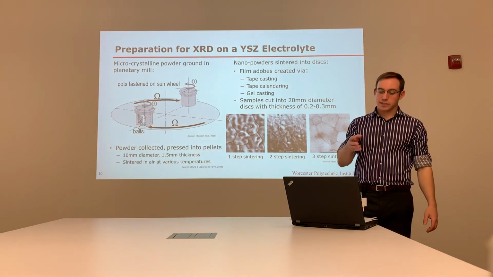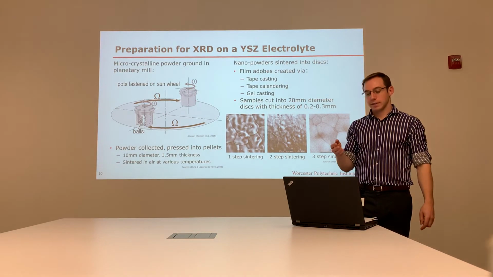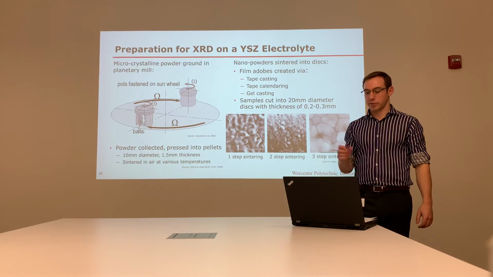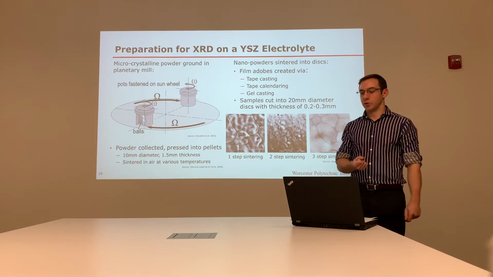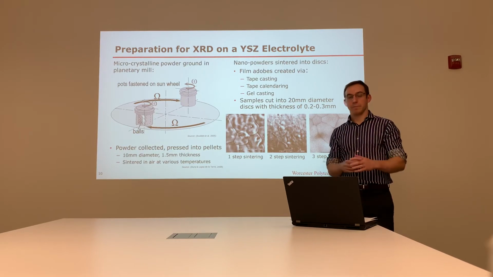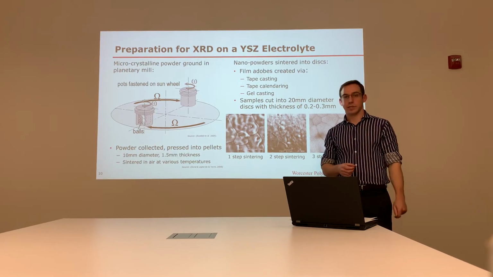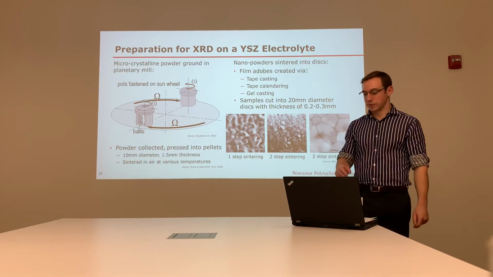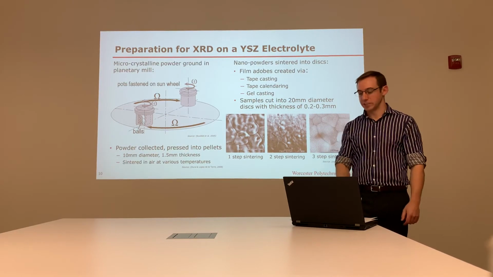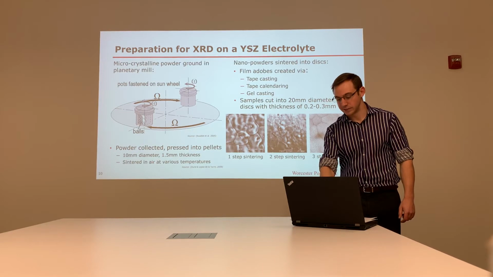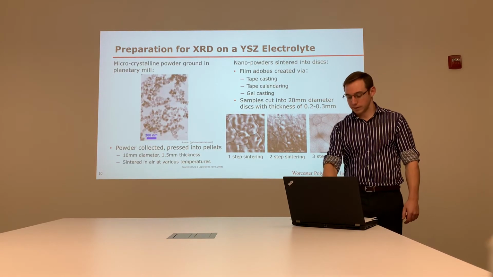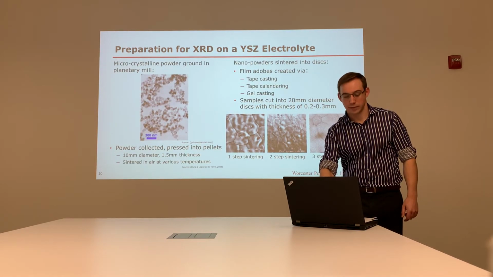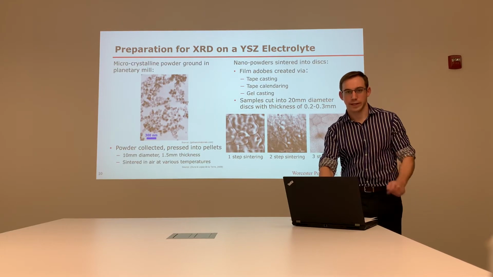So after this powder is collected, it's sintered into samples, into discs, or it can be tape cast or gel cast into a film and then cut out and placed in the X-ray diffractometer for measurements. And we've got some SEM images here showing the different grain sizes from the different sintering processes. And here's an image of the YSZ nanoparticles. You can see they're about 80 nanometers in diameter.